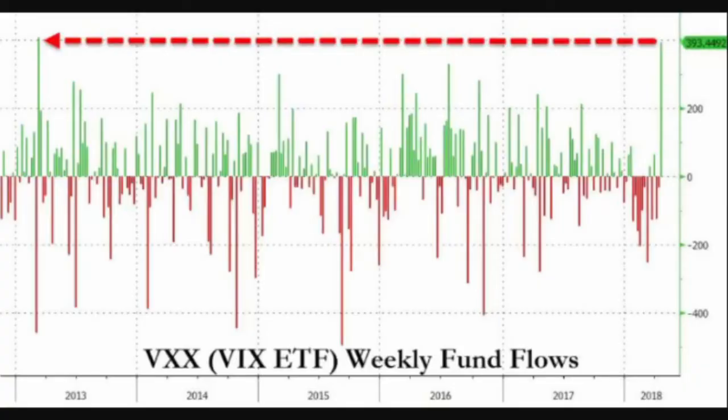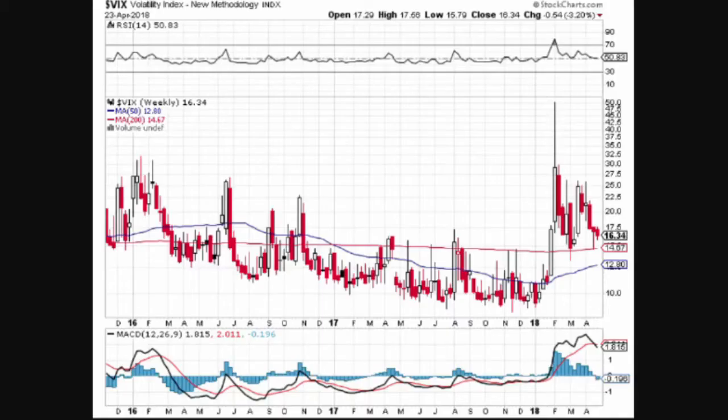And as this chart shows here, information from Goldman Sachs indicates that last week, $393 million of inflows into short-term VIX ETNs occurred. At this point here, you can see, and that's the most amount of money that has come into these volatility ETNs since way back in early 2013. So the expectation is higher volatility, and in my opinion, that's exactly what we're going to get. Let me go to the last chart. And this is the VIX chart here.